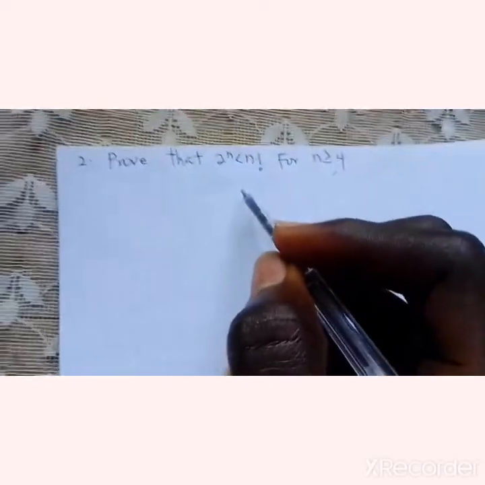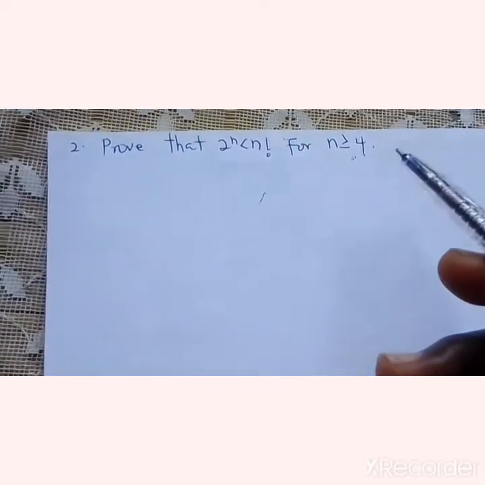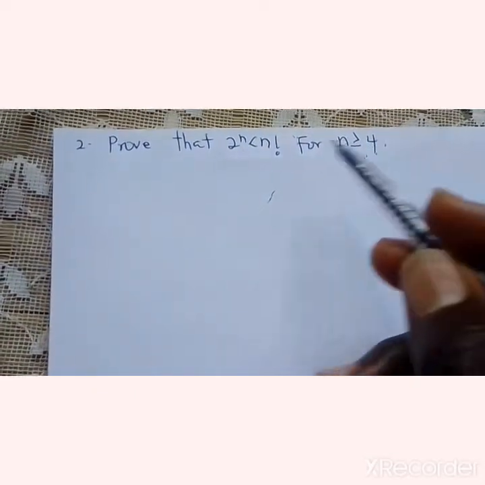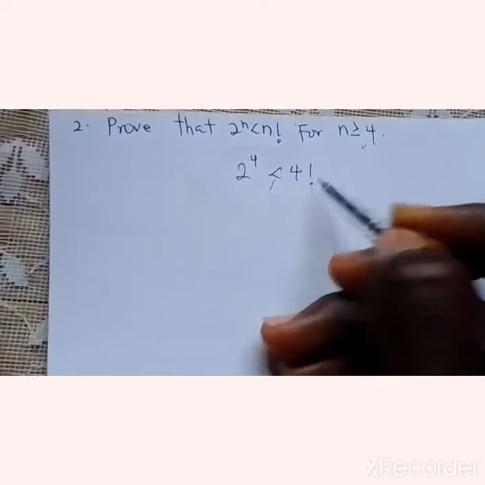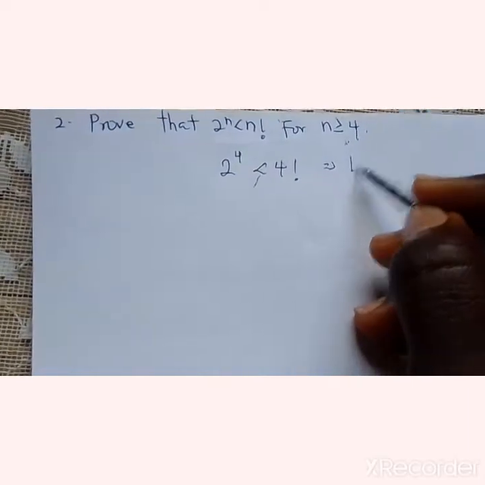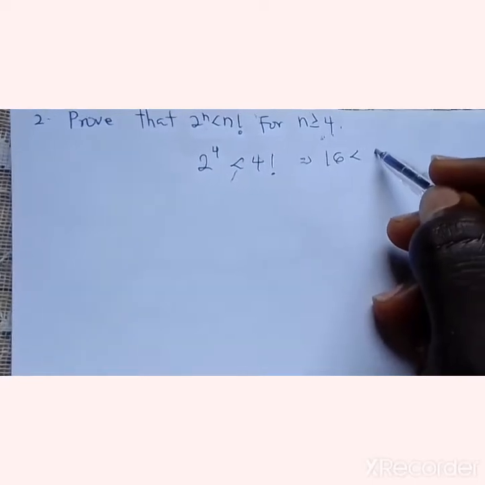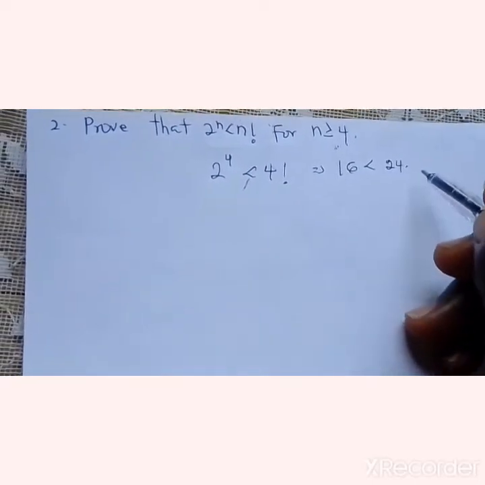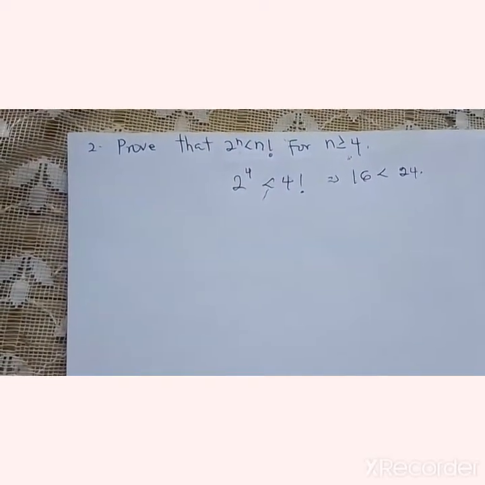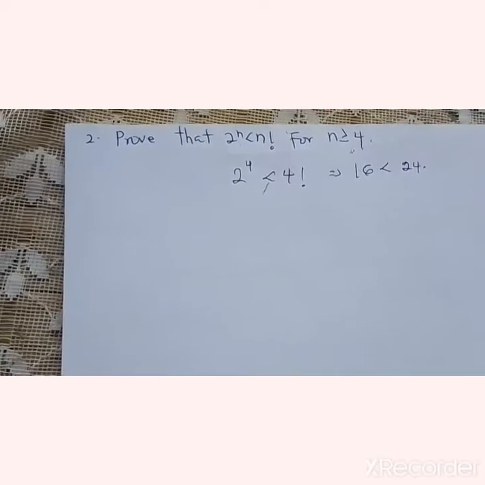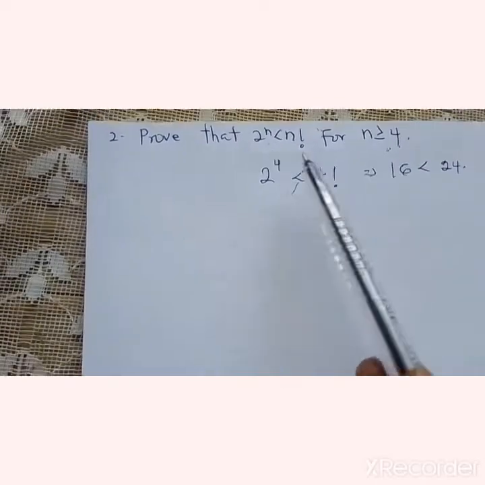For the base case, we are not going to start from n equals 1 because they said for n greater than or equal to 4. So using 4, I'm going to get 2 to the power 4 is less than 4 factorial. 2 to the power 4 is 16, and it is less than 4 factorial, which is 24. So we can see that yes, it's true. Our base case is true. So therefore we can proceed to prove the statement above.